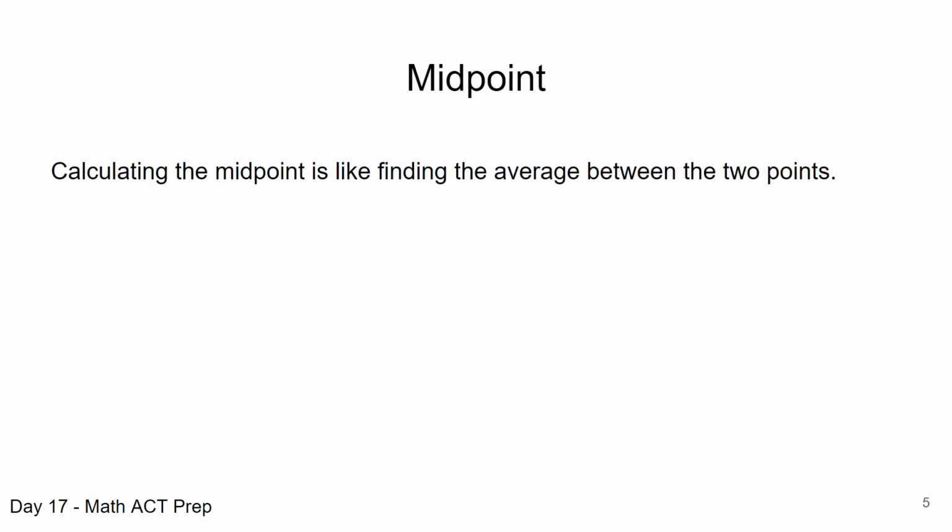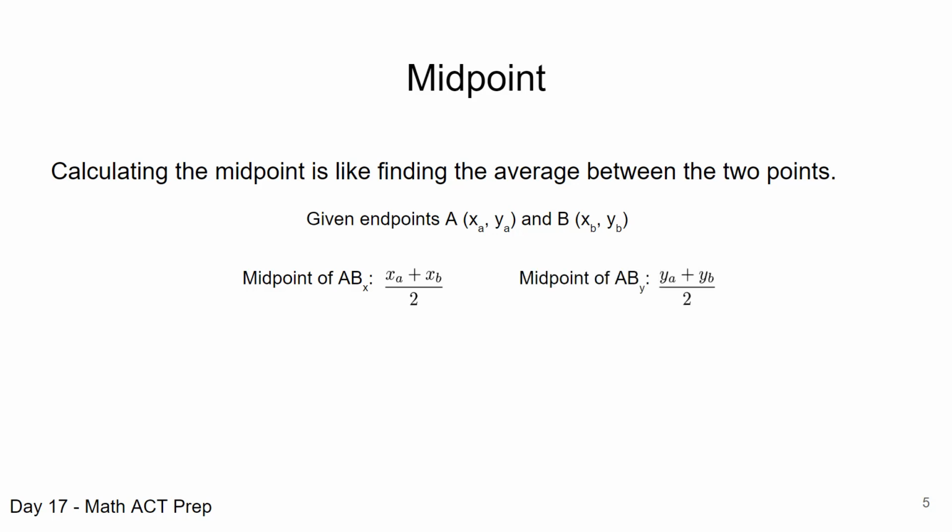Calculating the midpoint, I've already referred to it as an average between the two points. Sometimes, in the more simplified form, we're given the two endpoints, and to find the midpoint, we take the x values of points A and B, add them up and divide by 2. That gives us the x coordinate of the midpoint. To find the y coordinate, we take the y values of A and B, add them up, and divide by 2. The most complicated thing that sometimes we run into here is if any of these values are negative, we just need to keep up with our negative value in these calculations.